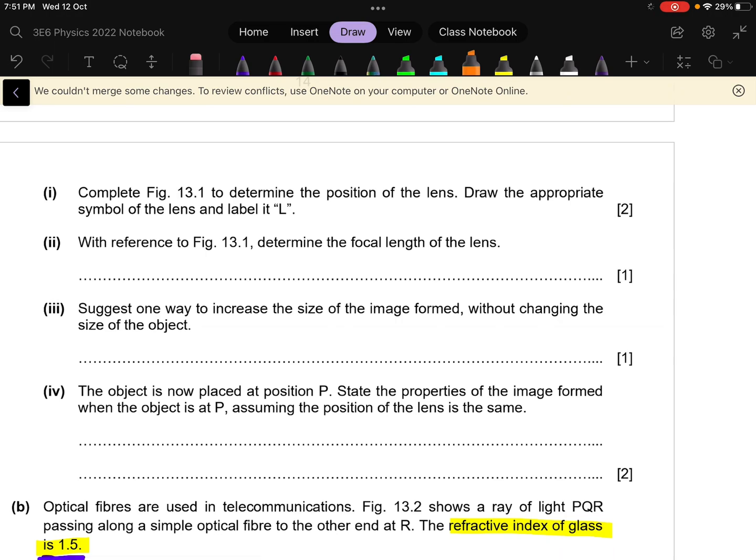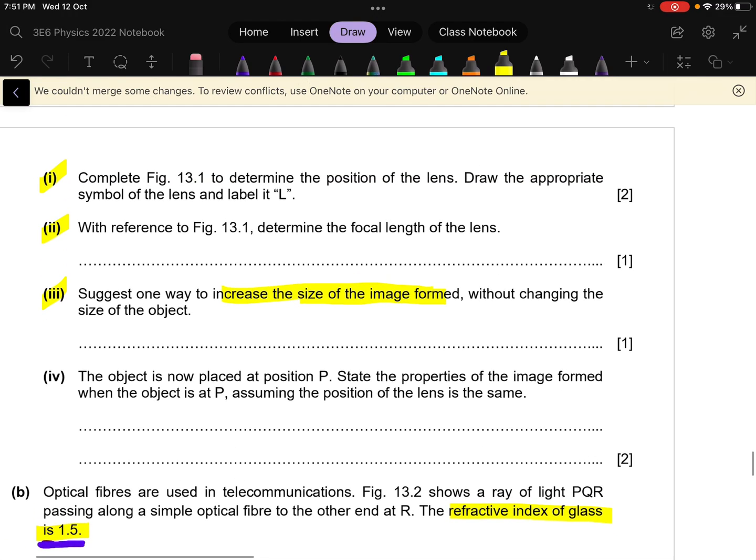Part 1, you will be able to do that now with your own correction. Point 2 as well. For point 3, read your notes. You'll be able to tell how you should increase the size of the image. Go and do your correction. I will check.